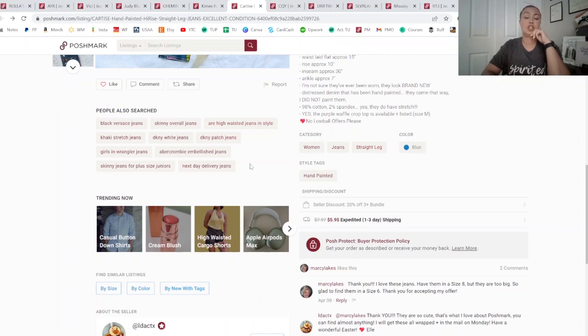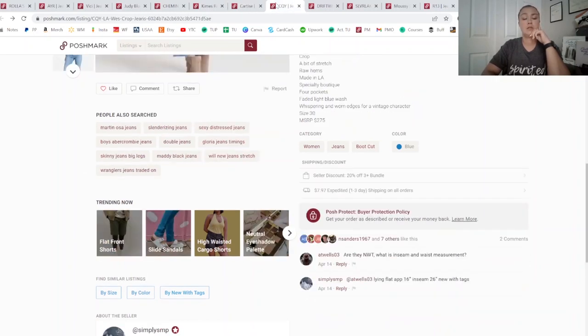Next day delivery jeans. Interesting. You offer next day delivery, you got it. I guess that wouldn't work though, because we're not next day delivery. You might ship the next day, but it's not next day delivery. Martin Osa jeans, slenderizing jeans. Now that is an interesting keyword because I've put things like flattering and slimming. Slenderizing, that is a good word. Yes, yes, yes.